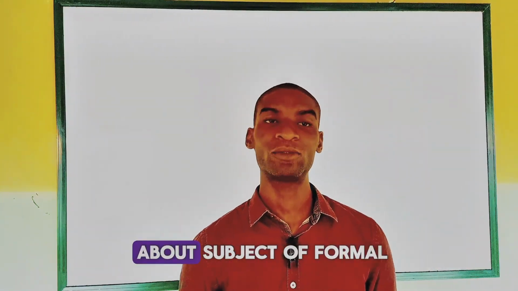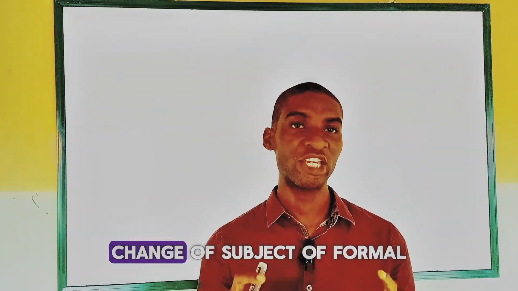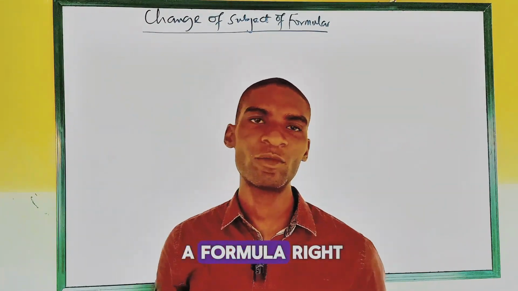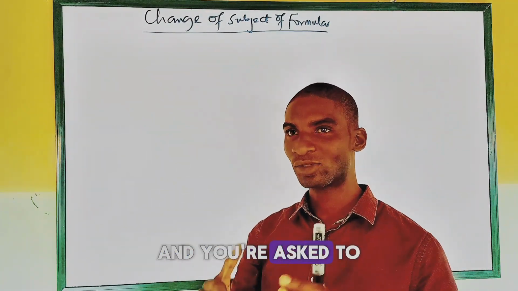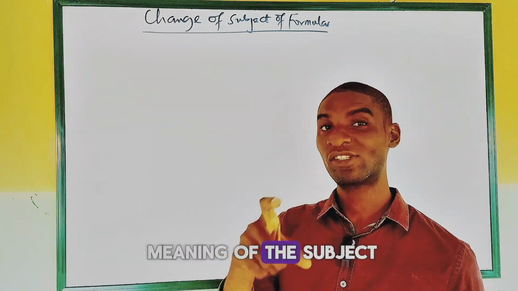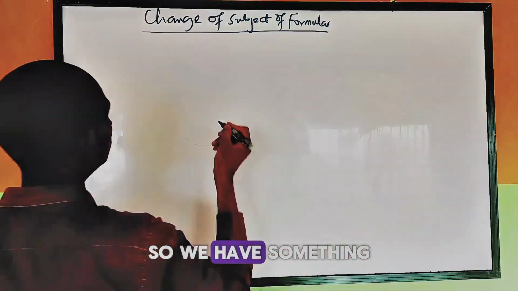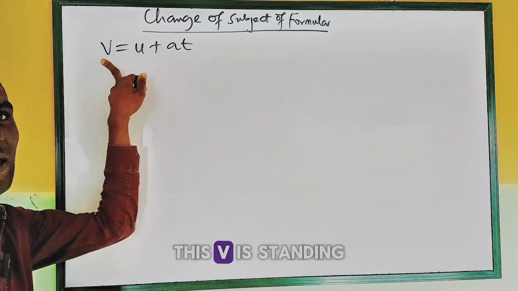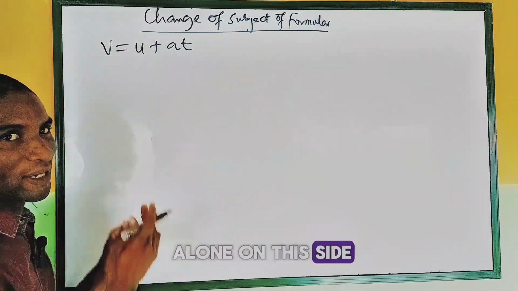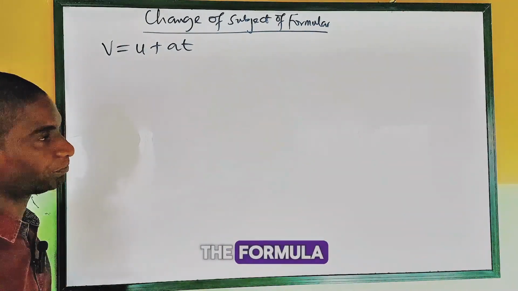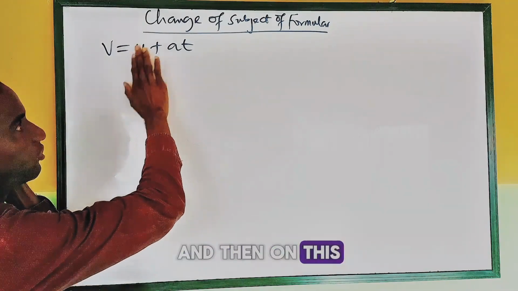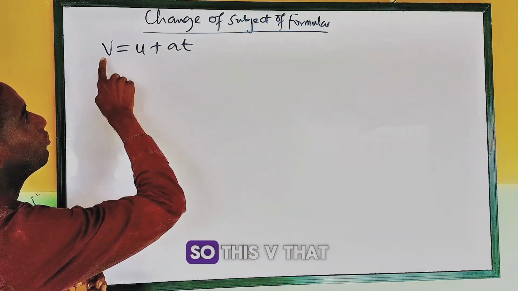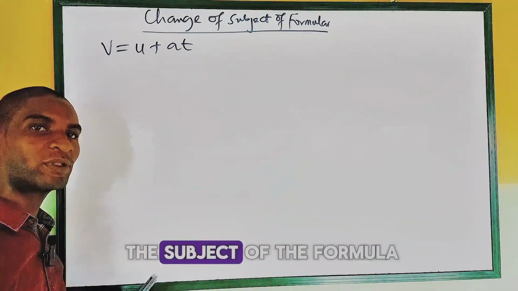Today let's talk about change of subject of formula. So come with me. When you have a formula, what is the meaning of the subject of a formula? If we have something like V equals U plus AT, this V is standing alone on this side of the equation, and on the other side you have U plus AT. So this V that is standing alone is the subject of the formula.